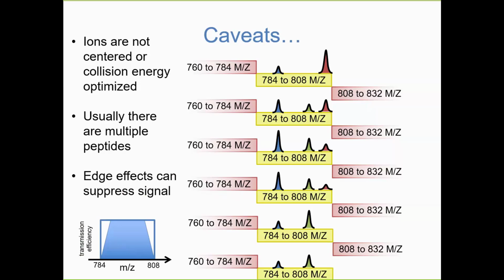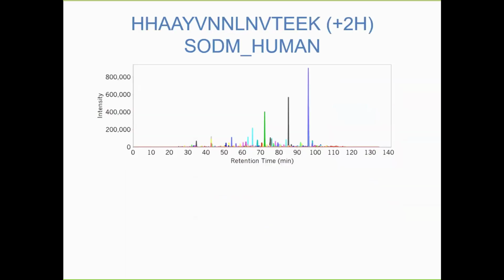It is most efficient in the center of that mass range and maybe less efficient towards the wings. So you end up potentially getting these edge effects that can suppress signal if the peptides are on the edge of the window, say, for example, this red peptide right here. So that said, let's start to look at some of this data.